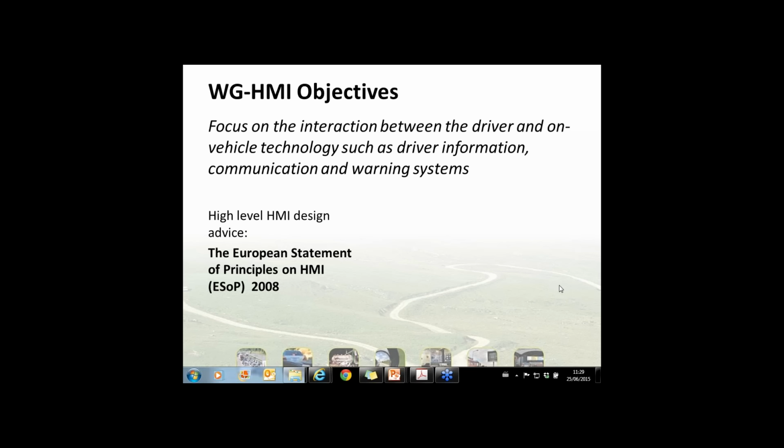Well, this is a long time ago, and there was now a clear need for the working group HMI to take up their work again, to review the state of the art and the progress which has been made since 2008, to discuss needs for international harmonization and determine the need for an ESOP, European Statement of Principles, or briefly ESOP update. Next.